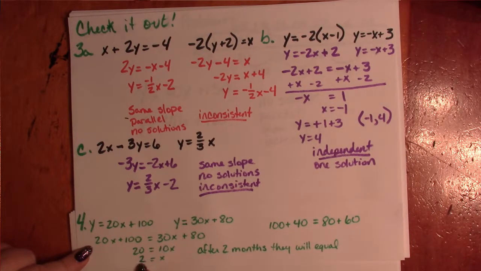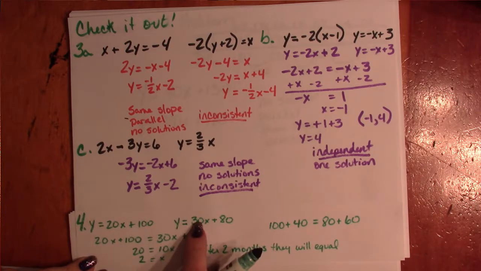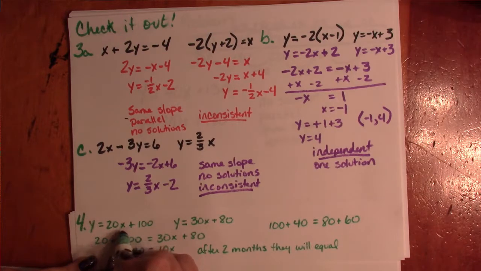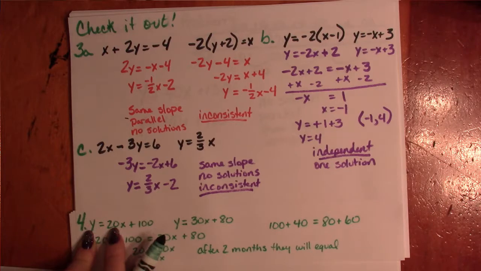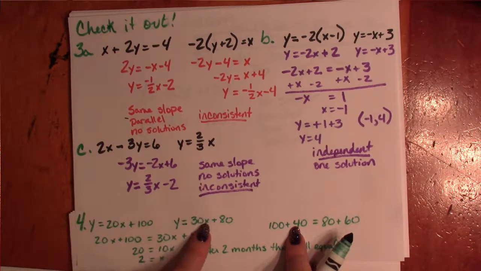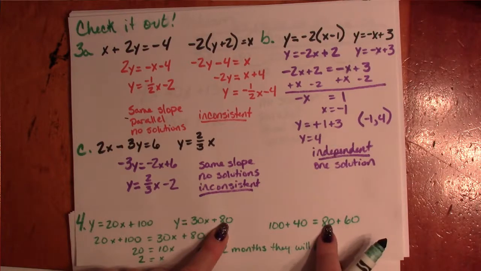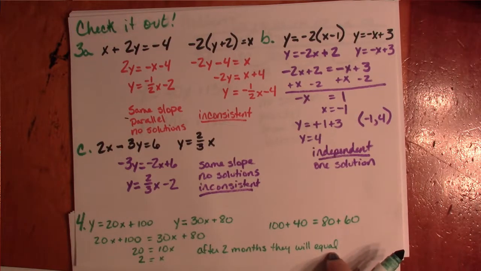And we're going to solve for x, and here x equals 2, which means 2 was the number of months that they deposited this much money in their accounts. After 2 months, they will be equal. And I'm going to stick 2 in just to check. For this equation, y is going to equal 100 plus 40 if x is 2. And for this equation, y equals 80 plus 60. And those both equal 140, so that works. After 2 months, they will be equal.